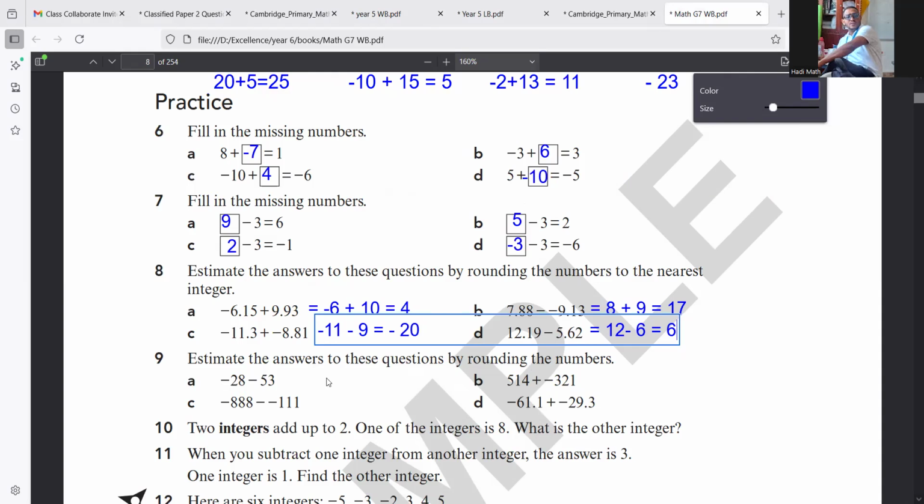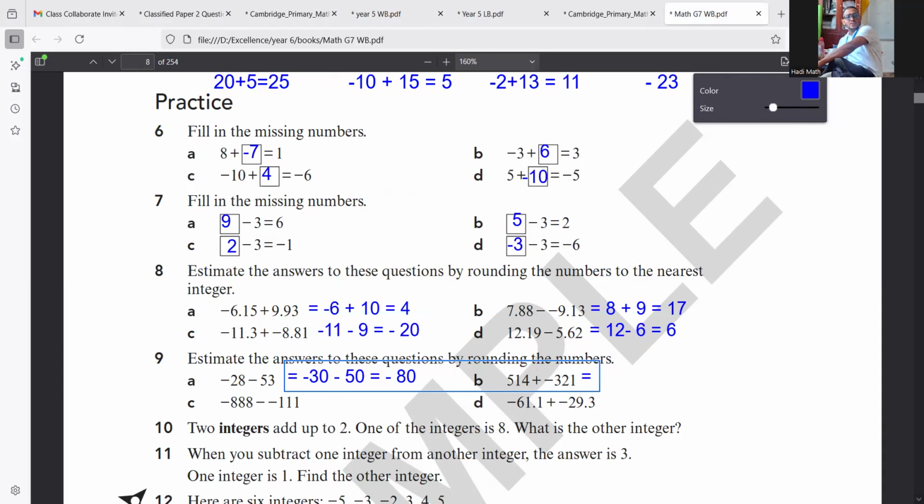Estimate the answers of this question by rounding the numbers. Here, they're rounding these numbers. Numbers that have 2 digits, you round to the nearest 10. Like negative 28, you say equals negative 30. Minus 50. Both of them are negative. Say negative 80.